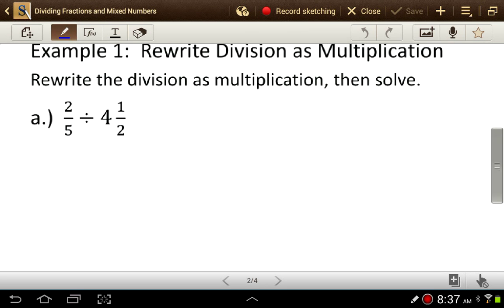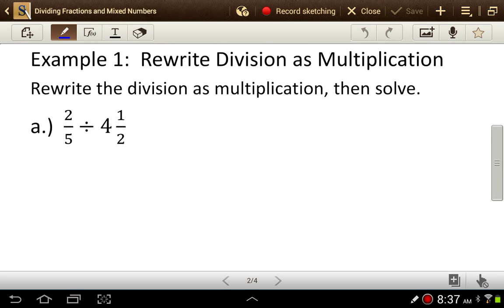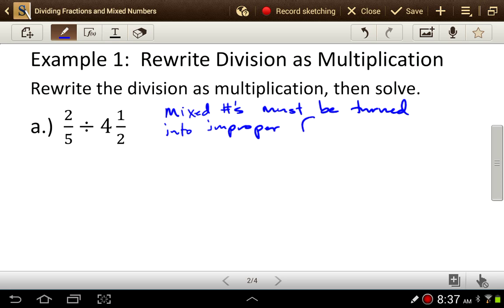In our first example here, we're going to rewrite the division as multiplication. This is the same lesson as the other day, except the only thing you have to add today is that you must turn mixed numbers into improper fractions first. Mixed numbers must be turned into improper fractions first. You can't do it any other way. Okay? You have to do that.